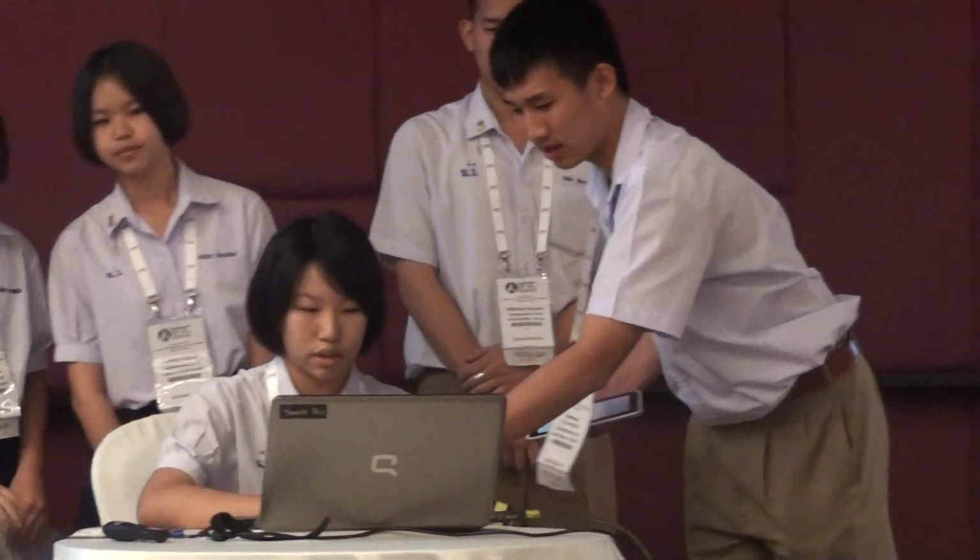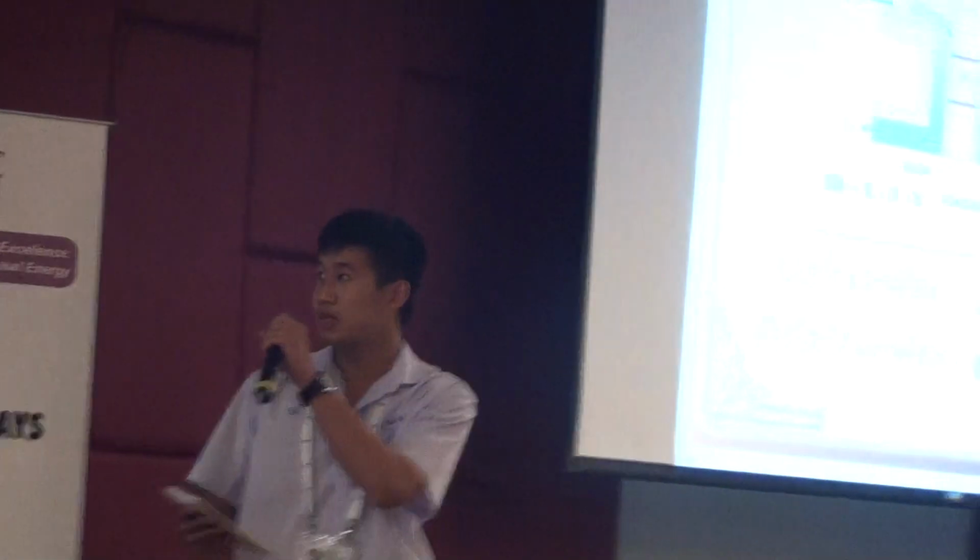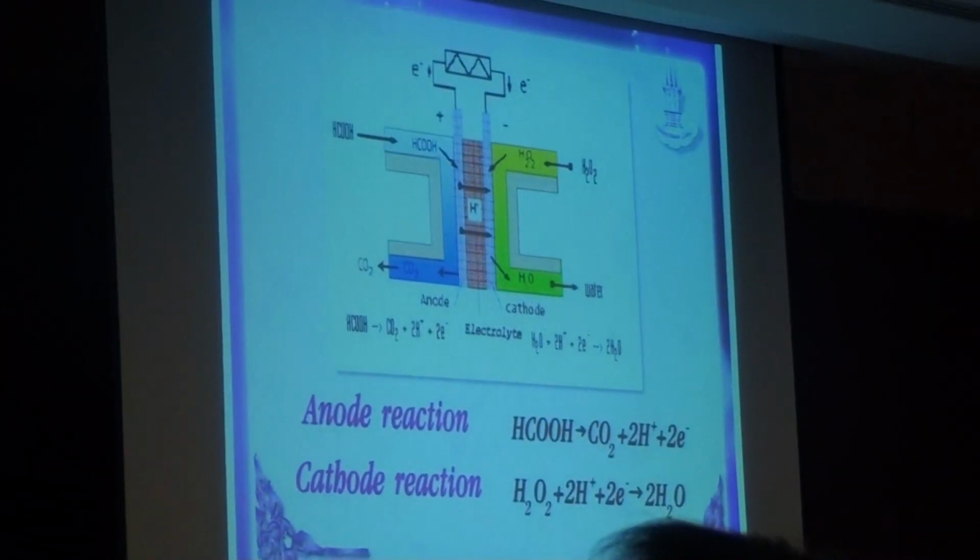Okay, so I'm going to tell you about how it works. In this picture, the formic acid will go to the anode side, and then it will split off into hydrogen ion, electron, and carbon dioxide. And then the hydrogen ion will go through the electrolyte, but the electron will go to the external circuit to make electrical current.